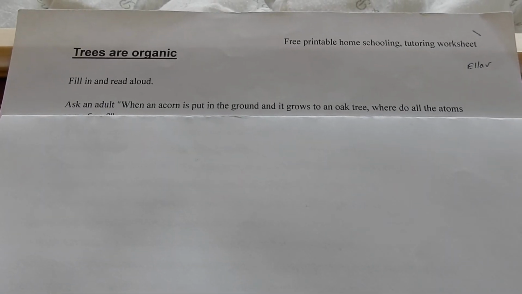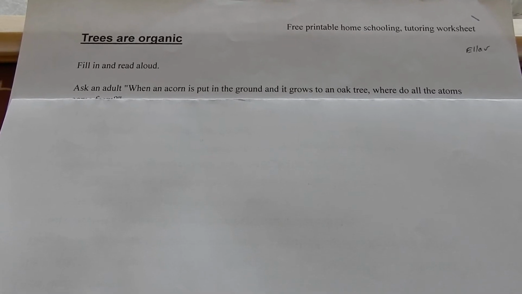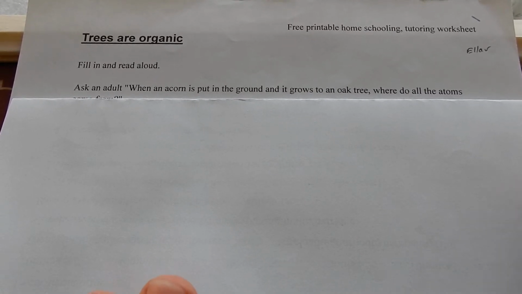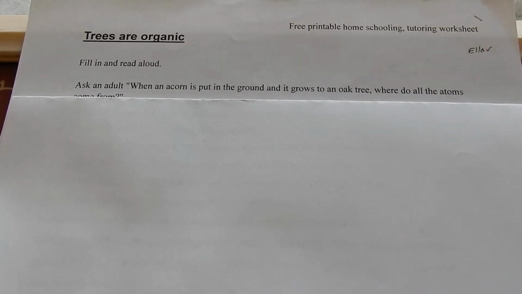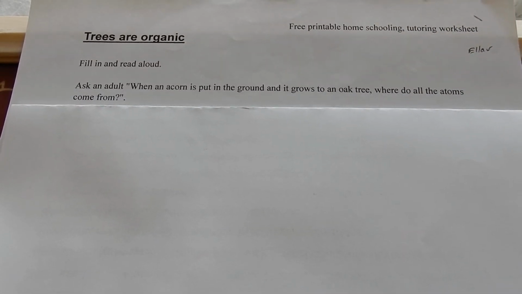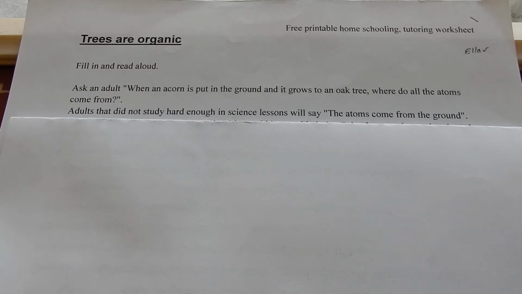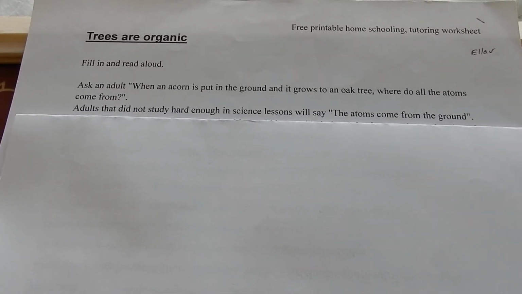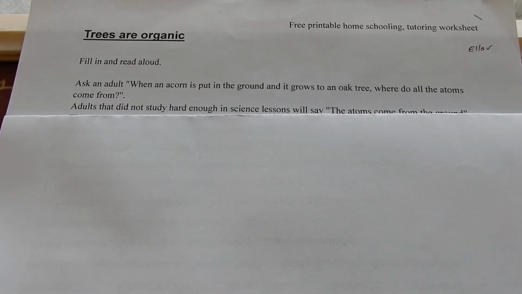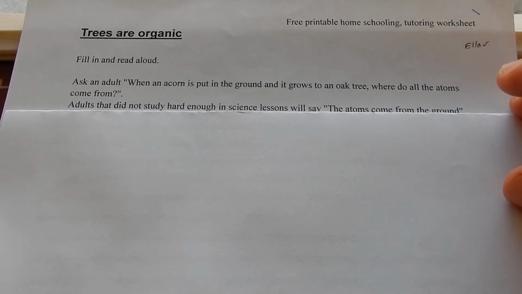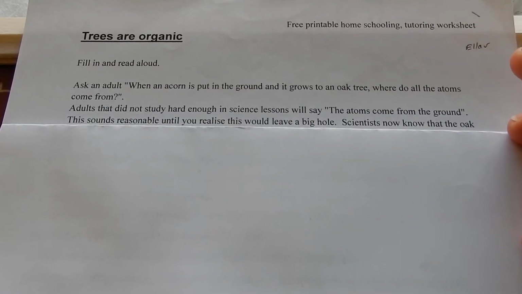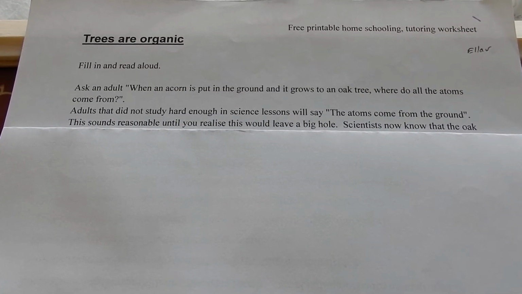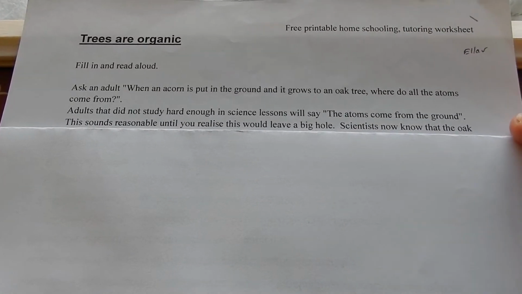Trees are organic. Ask an adult: when an acorn is put in the ground and it grows to an oak tree, where do all the atoms come from? To grow this big tree, where does the stuff come from? Adults that did not study hard enough in science lessons will say the atoms come from the ground. This sounds reasonable, until you realise this would leave a big hole.